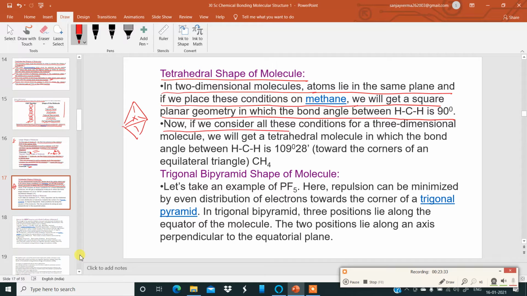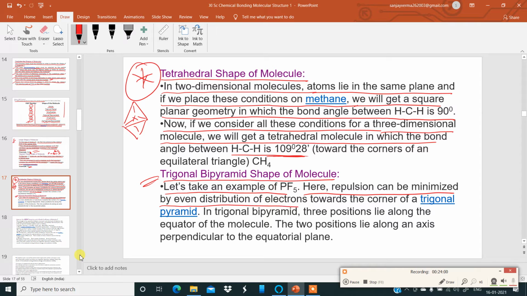Now, if we consider all these conditions for a 3-dimensional space, we get a tetrahedral molecule with the bond angle in the case of methane being 109 degrees 28 minutes. So that is a wonderful important thing to remember. Okay. Now coming to the trigonal bipyramidal shape of molecule. Let us take the example of phosphorus pentafluoride. Here repulsion can be minimized by even distribution of electrons towards the corners of a trigonal bipyramid.